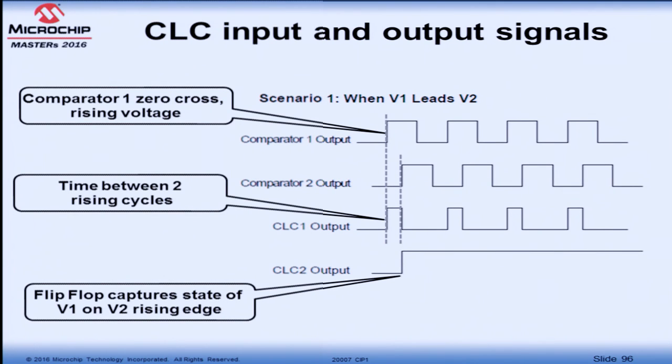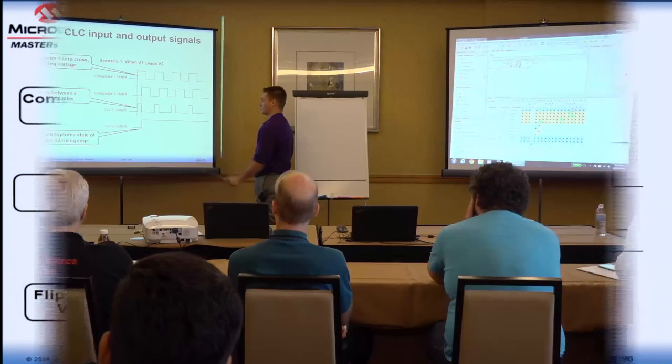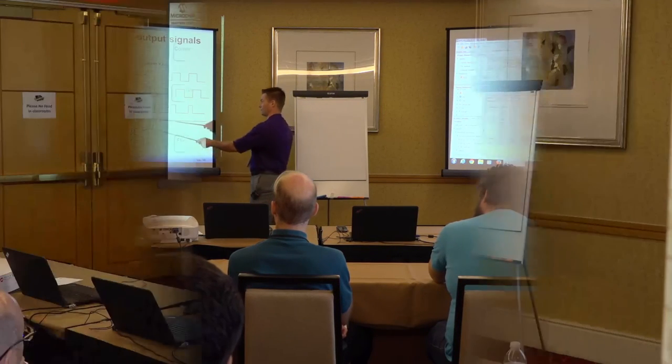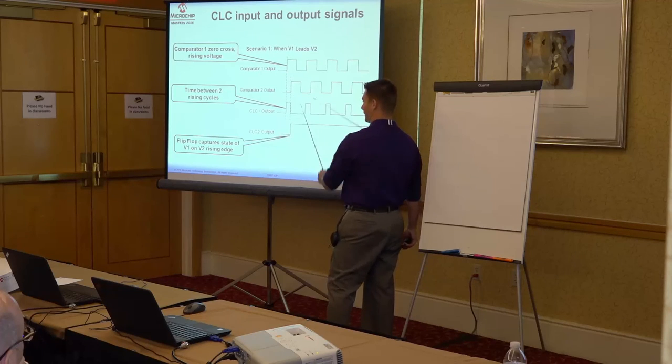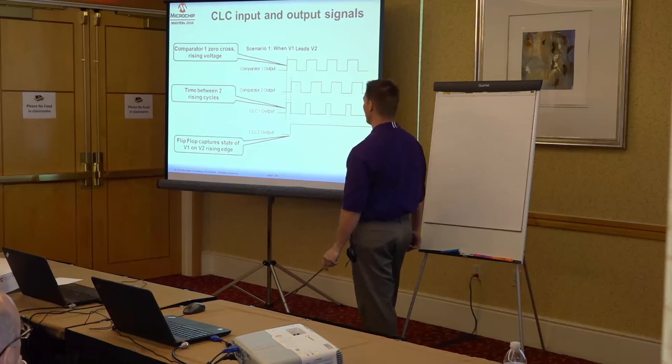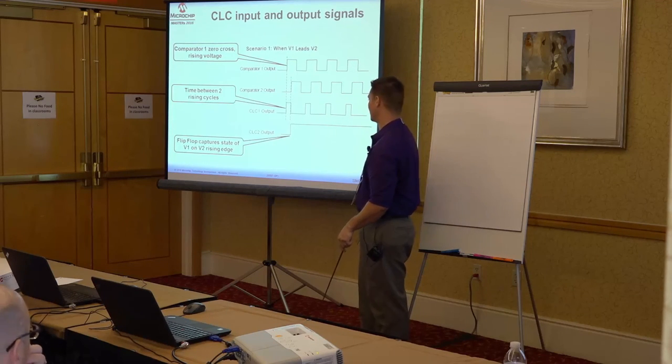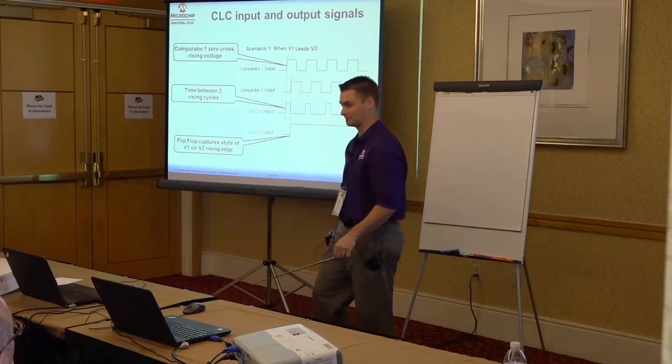So here we have a little state diagram that shows how this circuit works. Here, this line, we see our first comparator trip on signal 1 as it rises. And this line corresponds to comparator 2 tripping. CLC1 again is the XOR, so we see the magnitude of the difference. And the bottom line here is the flip-flop, so on the rising edge of CLC2, it latches that in there, and we get the direction from that.